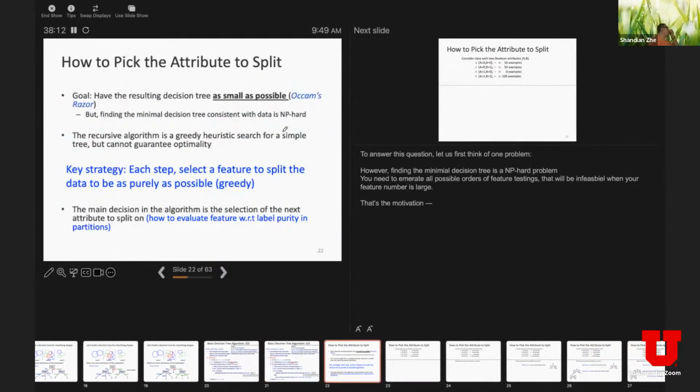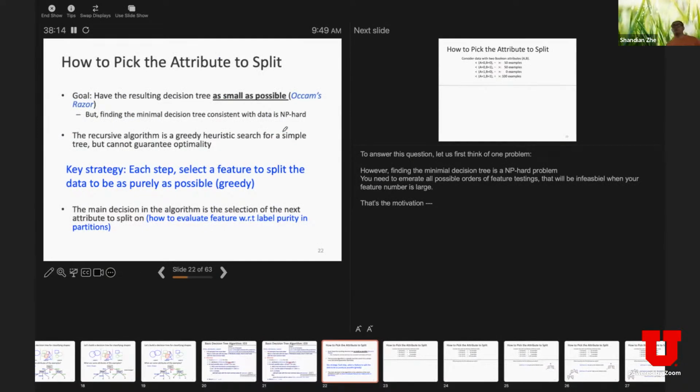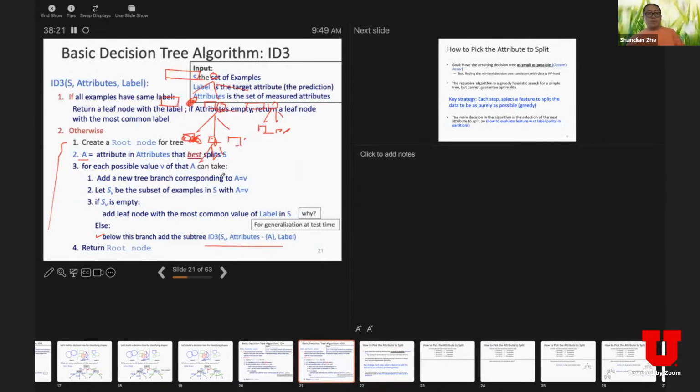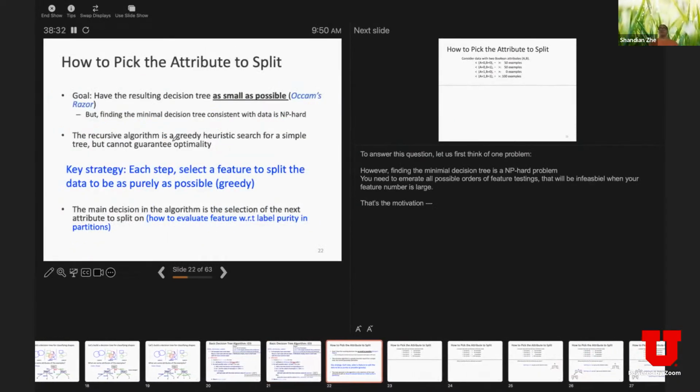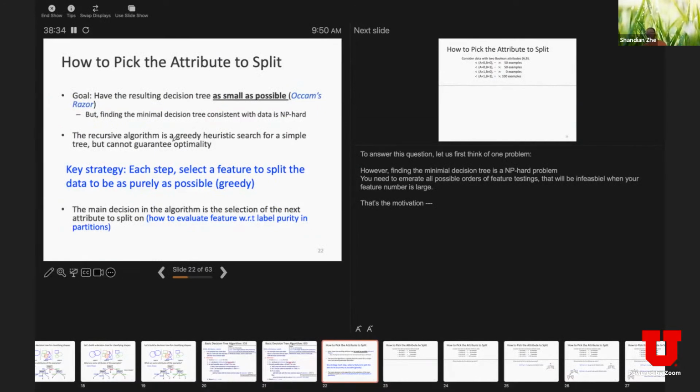So now let us return to one last question. How do we pick the attribute to split? In our previous algorithm framework, we said we have some mechanism to pick the best attribute to split the current set S. But what do we mean by best split of the data set? Here, our goal is to make the resulting decision tree as small as possible.